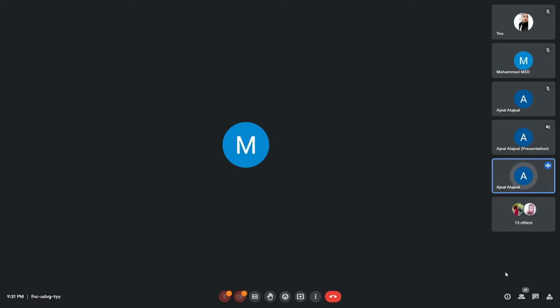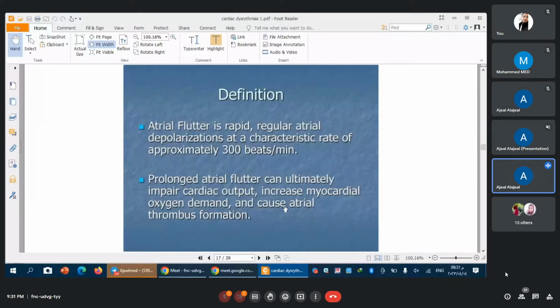Prolonged atrial flutter can ultimately increase demand, and it can cause atrial thrombosis, but much less commonly than atrial fibrillation. Atrial fibrillation as a cause of thrombosis is much more common than atrial flutter. By the way, atrial flutter sometimes changes into atrial fibrillation. It starts as flutter, then it shifts to atrial fibrillation. Next slide, please.